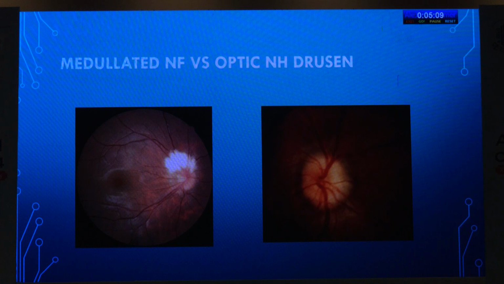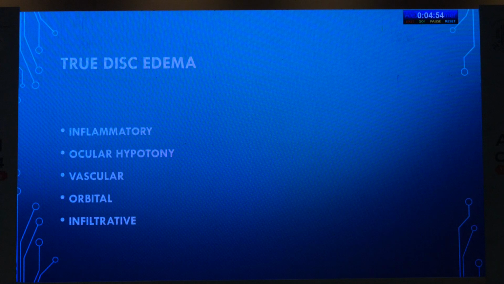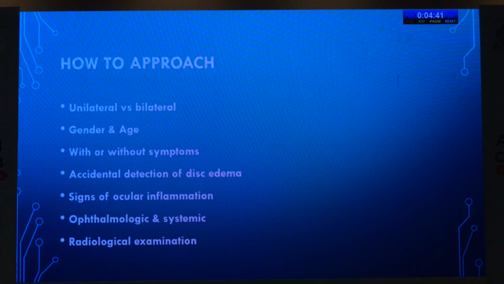Myelinated nerve fibers any ophthalmologist can rule out, and optic nerve head drusen many times create confusion when patients are referred from neurology or obstetrics to comment on the disc edema. True disc edema causes are mostly inflammatory, ocular hypotony for any reason, maybe trauma, rupture or post-surgery, vascular causes, orbital and infiltrative causes.